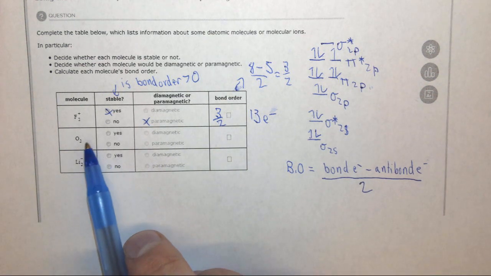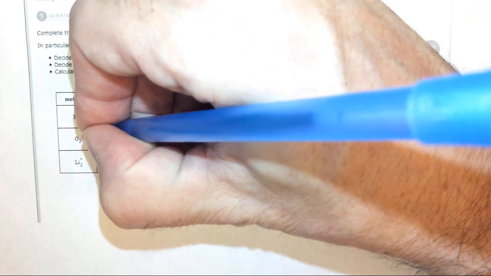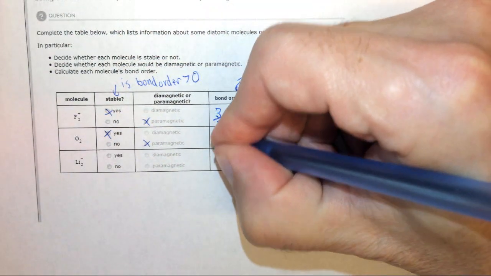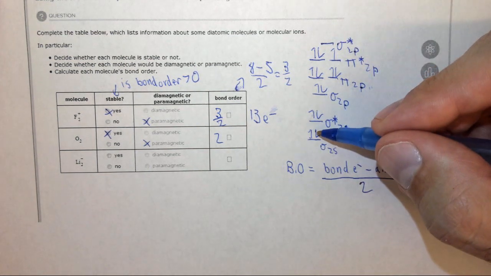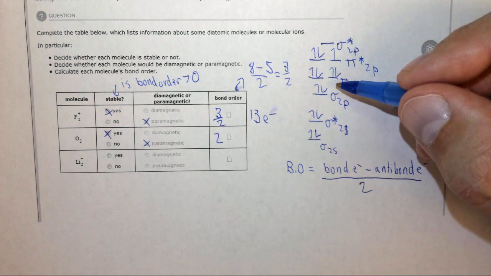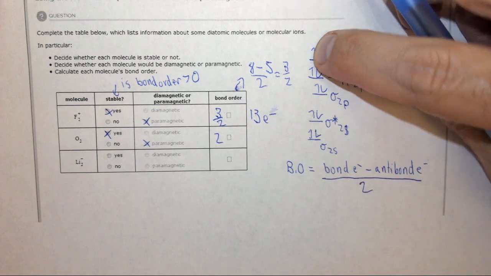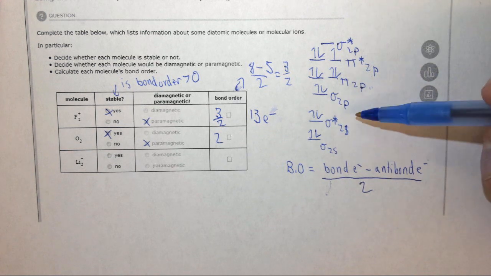You can repeat this for oxygen. What you're going to find is that it is stable, it is paramagnetic, and it has a bond order of 2. You would just put in the 12 electrons of the oxygen. So essentially, you would be missing that 1 electron there. Notice that this is for valence electrons only.